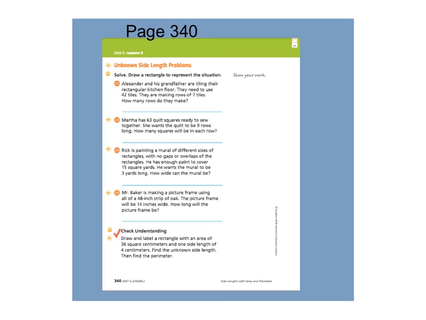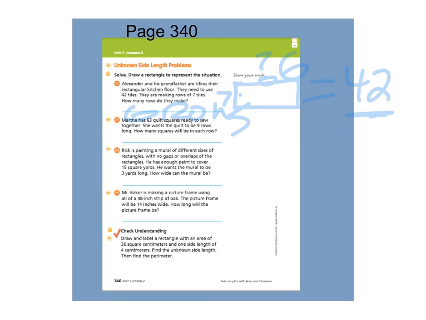All right, so this one, it's just putting the same kinds of problems into word problems. So if you have 7 rows of tiles, and you're using 42 tiles, what we don't know is this side, but what we know is that 7 times something equals 42. So that something would have to be 6. 7 times 6 is 42. So Alexander and his grandfather are tiling their rectangular kitchen floor. They need to use 42 tiles. They're making rows of 7 tiles, so 6 rows, because 6 times 7 is 42. All right, good luck. Back to multiplication basic facts.